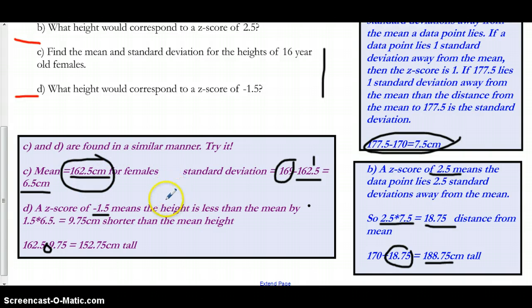I'm going to keep that in the back of my head. She is 1.5 standard deviations away. I know the standard deviation is 6.5. 1.5 of those is a total of 9.75 centimeters. Remember, she's shorter than the mean. So I took the mean and subtracted the 9.75, the 1.5 standard deviations, and that does give me the girl's height. So again, I took the mean, I subtracted the 1.5 standard deviations, and I got her height.